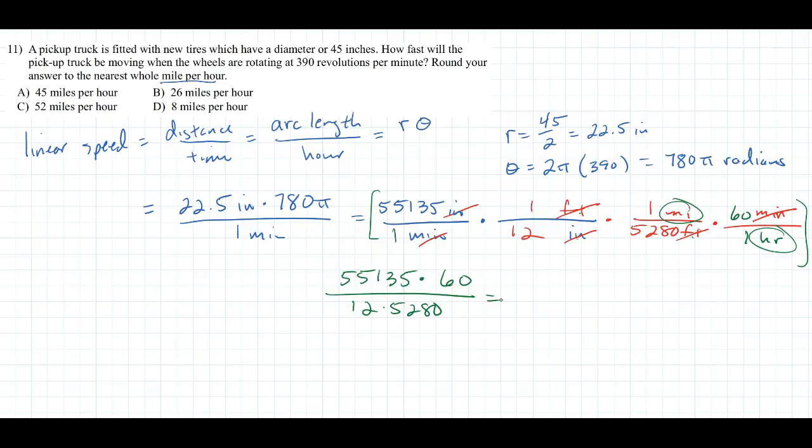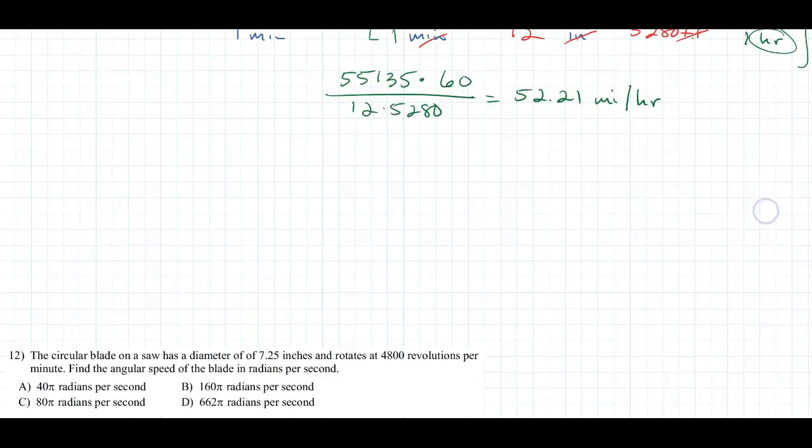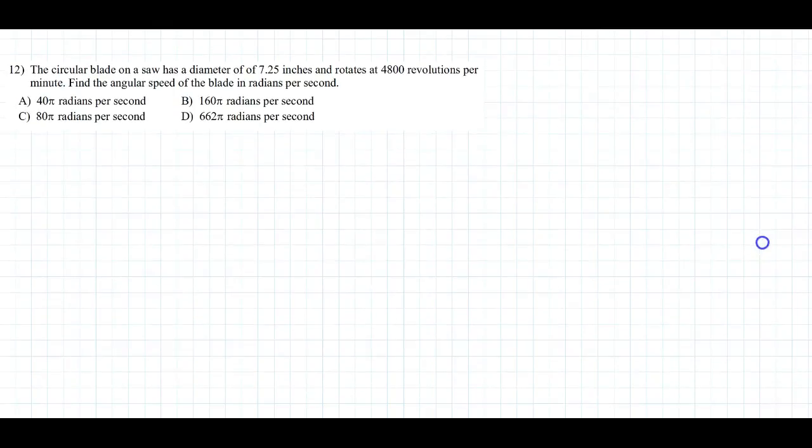And if we put that in the calculator, we get 52.21 miles per hour. So when we look at the correct answer, it says round to the nearest whole mile per hour. 52.21 is going to round to 52 miles per hour. So that's linear speed. Moving on to number 12.